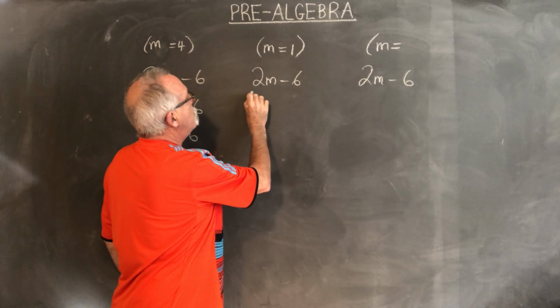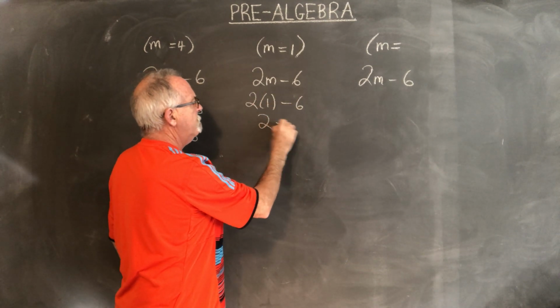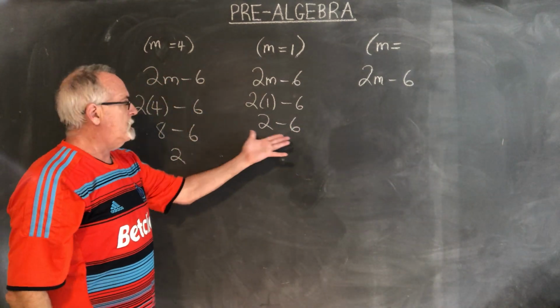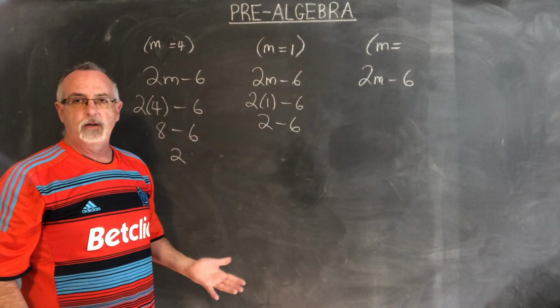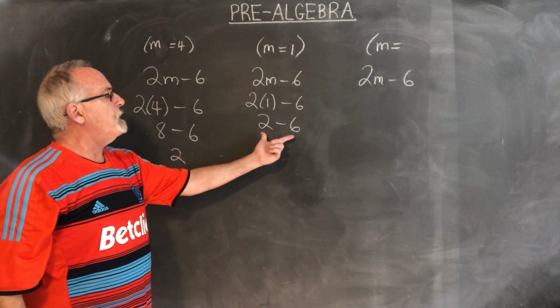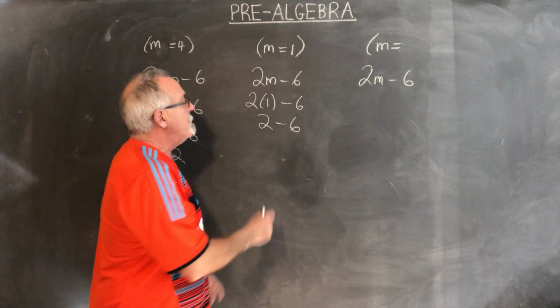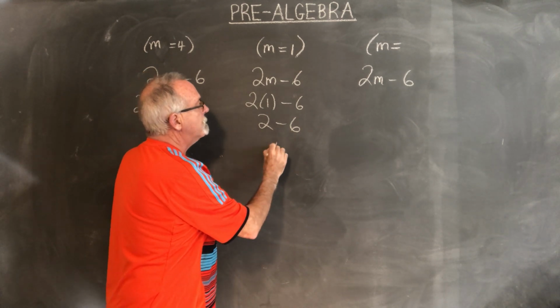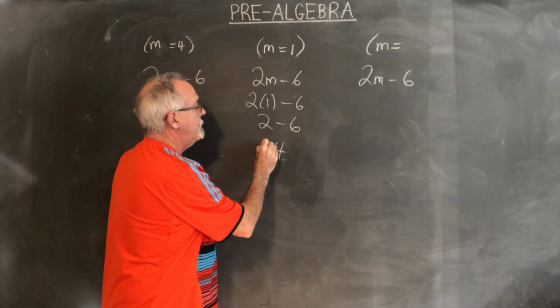If m is equal to 1, then I have 2 times 1 minus 6, but 2 times 1 is 2. I have 2 minus 6. Uh-oh, a couple of weeks ago we wouldn't have been able to deal with this. What's this? 2 minus 6. 6 is bigger than 2. We know how to use integers. So when we are subtracting a larger integer from a small one, we end up doing 6 minus 2 is equal to 4, but the answer has the sign of the larger one.